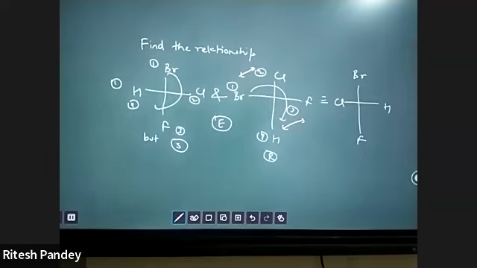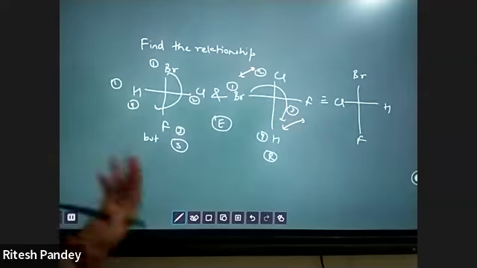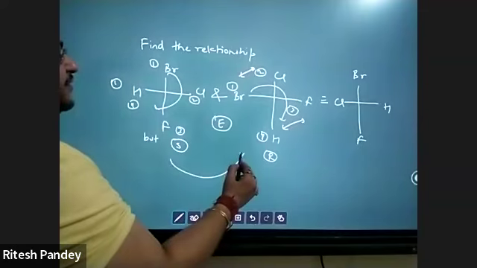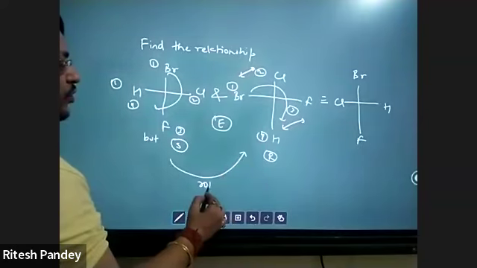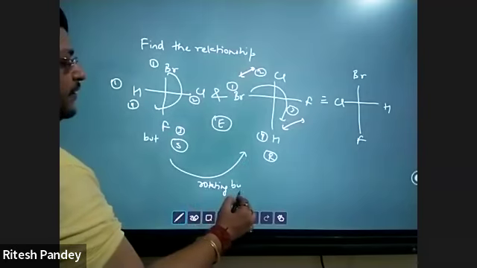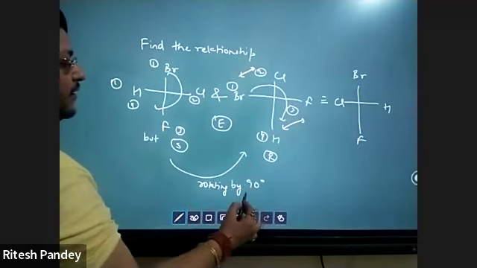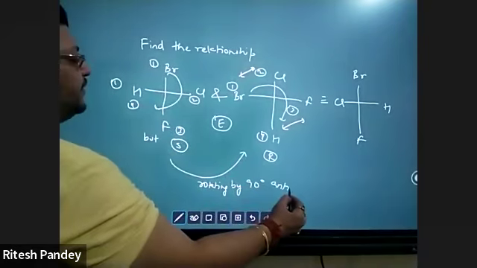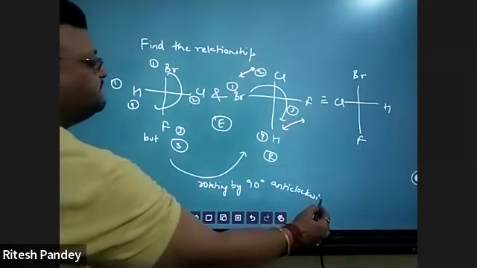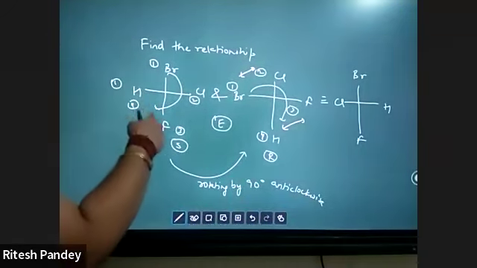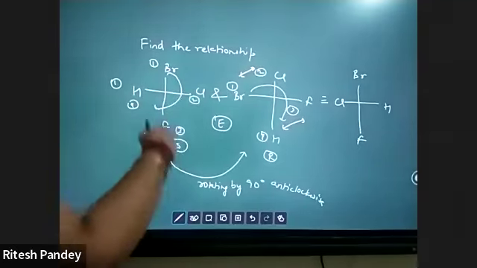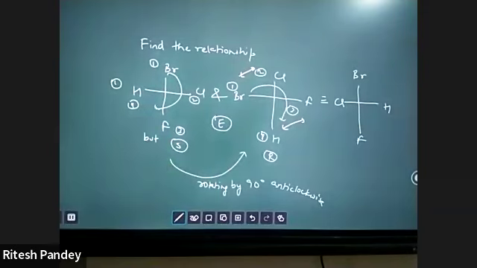Anyone? See, what I could also say is you can get this to this by rotating 90 degrees anti-clockwise. Bromine comes here, hydrogen comes here, fluorine comes here, and chlorine comes here. Now tell me, is it allowed or not allowed? Is it allowed or not allowed?